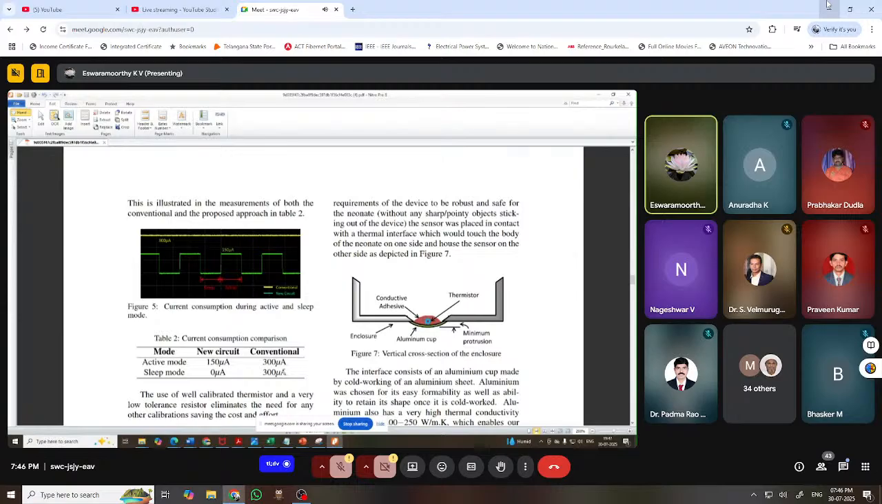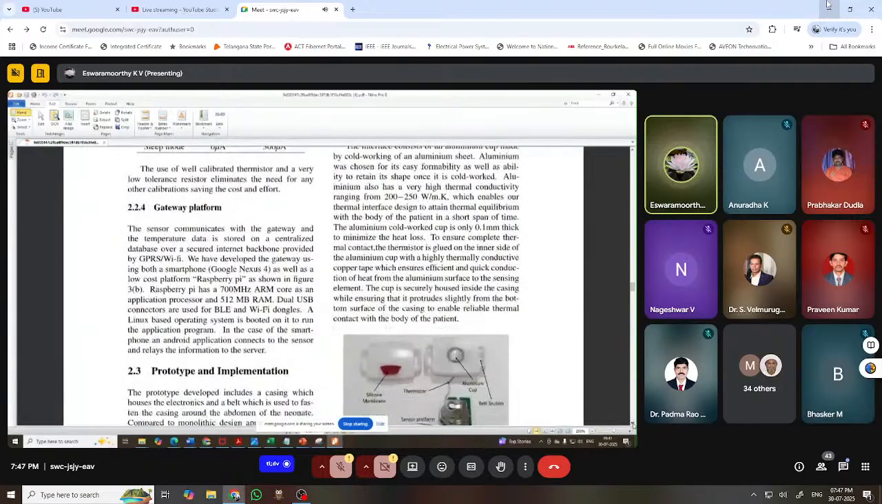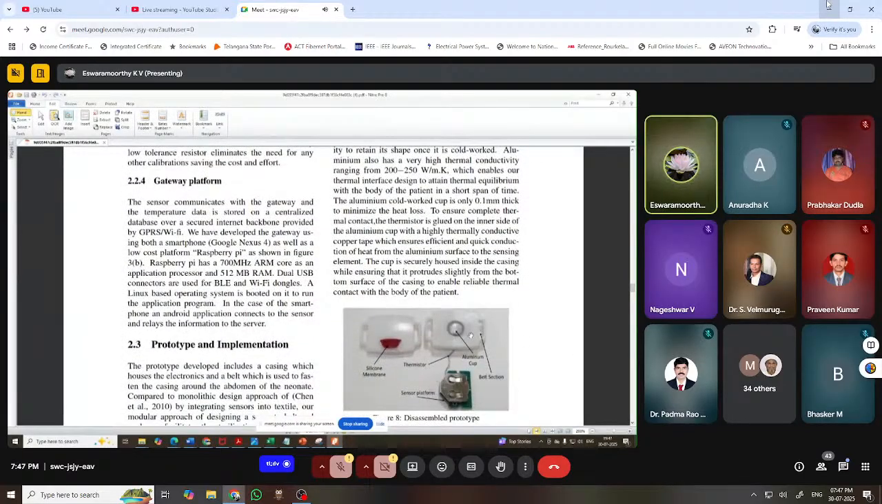Now we have to keep the sensor. We can't keep the sensor directly on the body of the neonatal baby, right? Then it has to be placed on an aluminum cup, which should not cause any infections or allergic reaction to the skin of the baby, and it should have thermal conductivity also. They have used an aluminum cup, right, and kept the sensor on it, which has high thermal conductivity. So at last they made it like this, right?